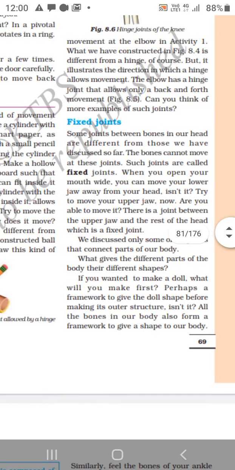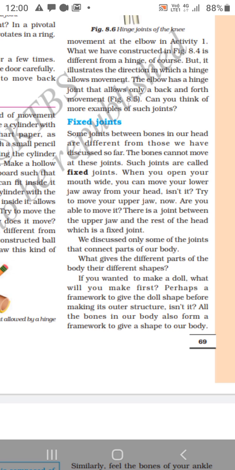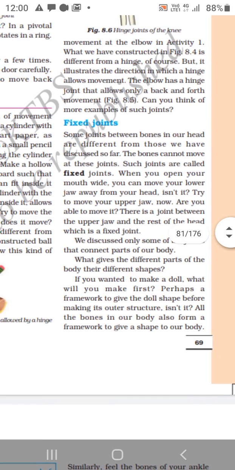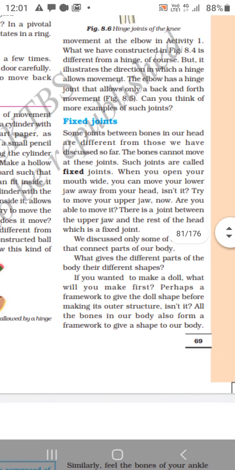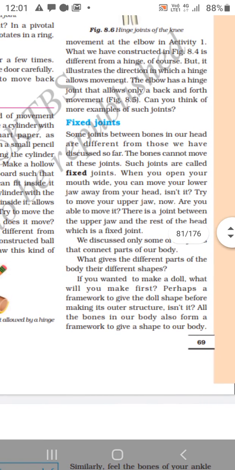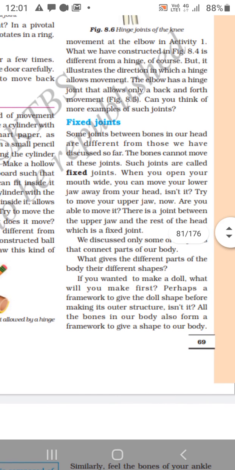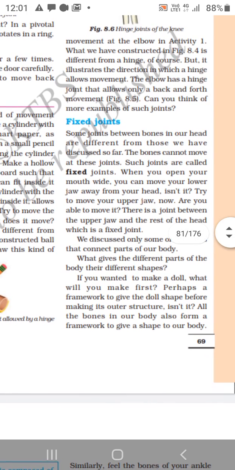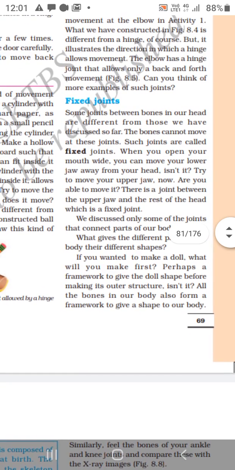Fixed joints are a kind of joints where bones cannot move. It is present between the head and the upper jaw and the rest of the head. We discussed only some of the joints.